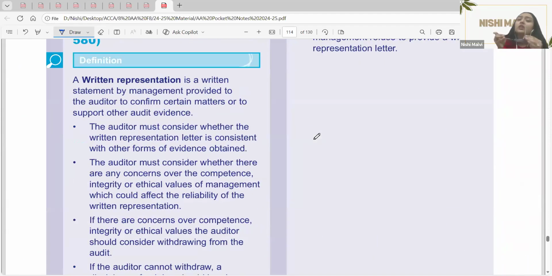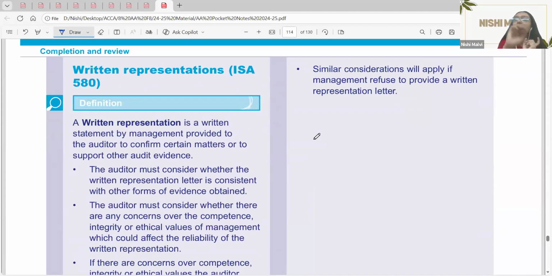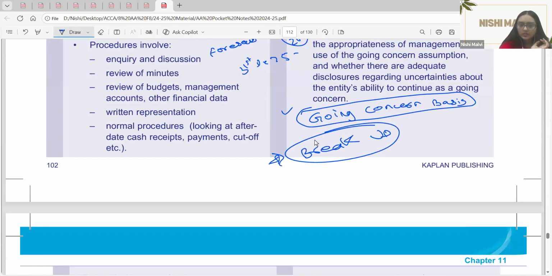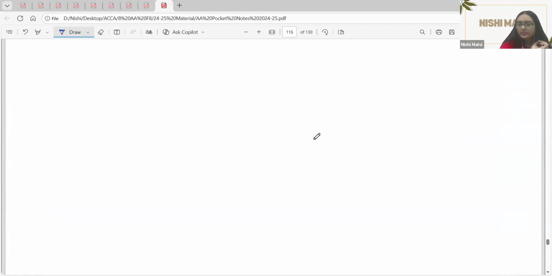If I talk about written representation, wherever management says something, the auditor should consider, wherever possible, taking the management representation letter. Any conflict, or any issue of competence, integrity, or ethical values about a management person, or any outside party or the valuer, they can go for a written representation. If they have concerns regarding the management, the auditor can withdraw from the audit. If the auditor cannot withdraw, a disclaimer opinion should be given. If the written representation is not given, if management does not give it, you can issue a disclaimer opinion as well. In this chapter, opinions are not discussed. We can discuss them in the next chapter. It's fine.